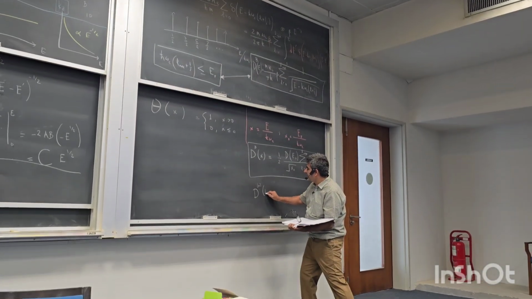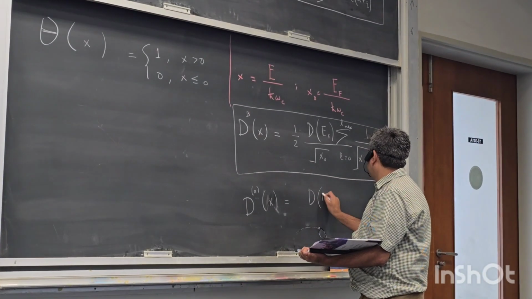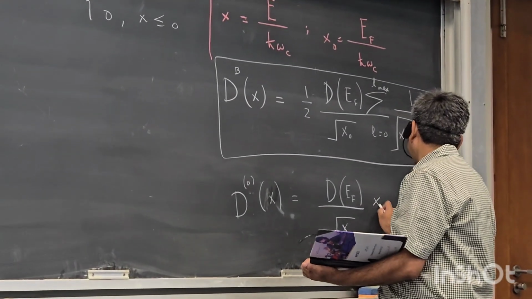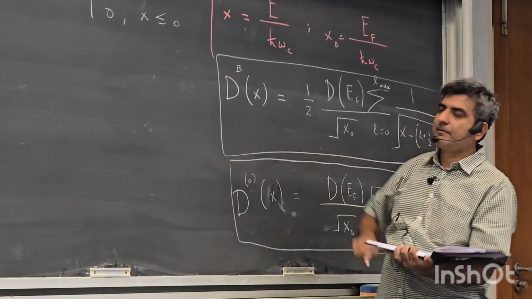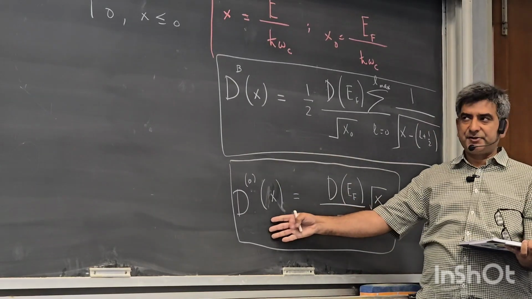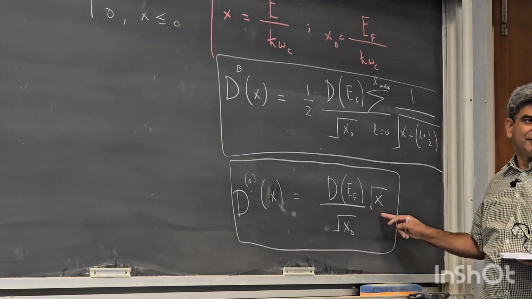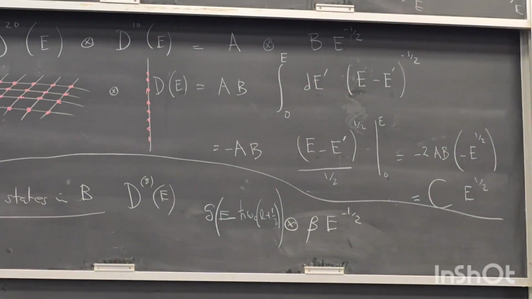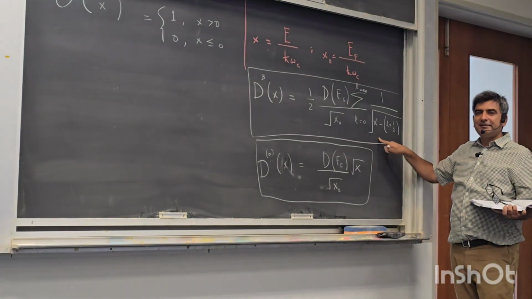In the absence of a magnetic field, zero field, d(x) is given by d(x) naught of x. This is something you can also prove. This is the density of states in 3 dimensions. Look, this is square root of energy. Exactly this thing. So this is the density of states in the absence of a field.